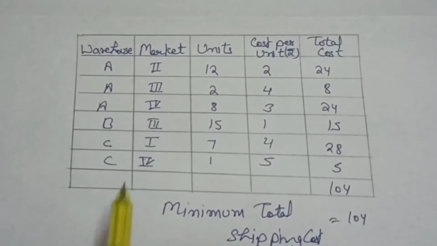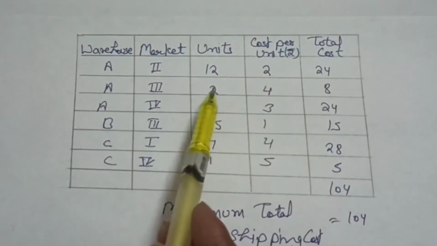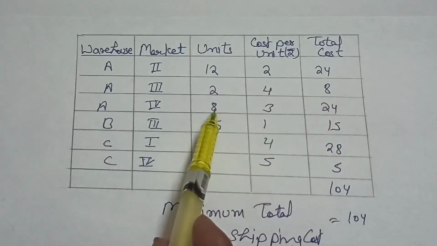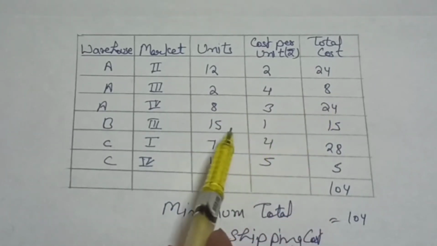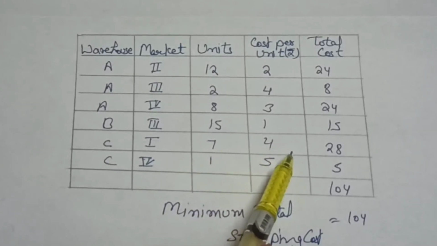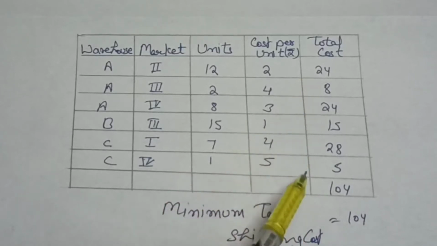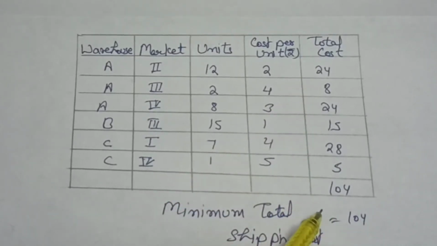As you can see, we have calculated our minimum cost. 12 into 2 is equal to 24, 2 into 4 is equal to 8, 8 into 3 is equal to 24, 15 into 1 is equal to 15, 7 into 4 is equal to 28, 1 into 5 is equal to 5, and the total of these costs is 104. So our minimum total shipping cost is 104. Now we will move to our second point.